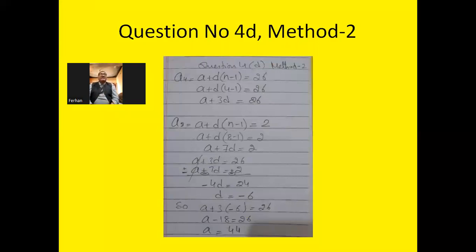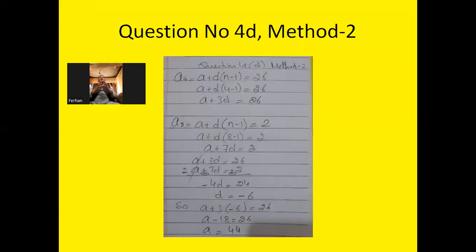The eighth term is given, that's 2. So a plus d bracket n minus 1 equals 2. So n is 8. We don't know the value of a, we don't know the value of d. So we will have a plus 7d equals 2. So now I got two equations. One equation is a plus 3d equals 26, and the second equation is a plus 7d equals 2.